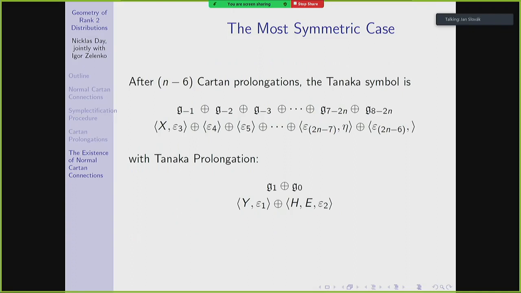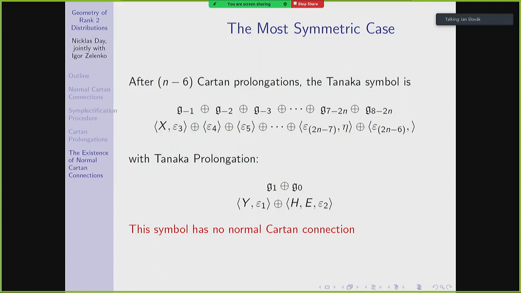So we can keep doing this. We can keep taking Cartan prolongations over and over again until we get to the n minus 6 Cartan prolongation, which looks a lot nicer. We have epsilon 3 in G minus 1, and this one has a much smaller G plus, right? It's 5-dimensional. So you might hope that surely now we'll have an invariant normalization condition, but you would be wrong. There's no linear invariant normalization condition here, so we can't find a normal Cartan connection.